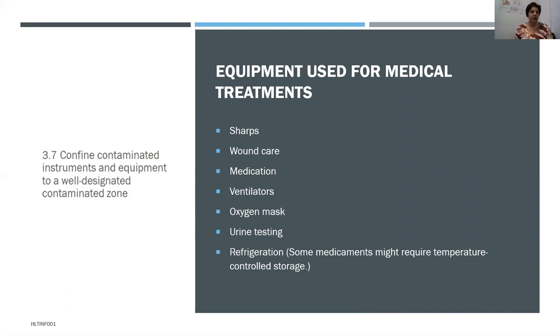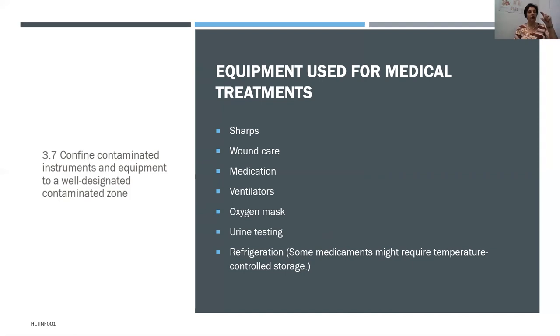Confine contaminated instruments and equipment to well-designed contaminated zones. So equipment used for medical treatments like sharps, which would be injections, the testing little prickers that you use for testing people's blood sugar in the morning, your wound care material, medication, ventilators, oxygen masks, urine testing equipment, little bottles that you test the urine in.